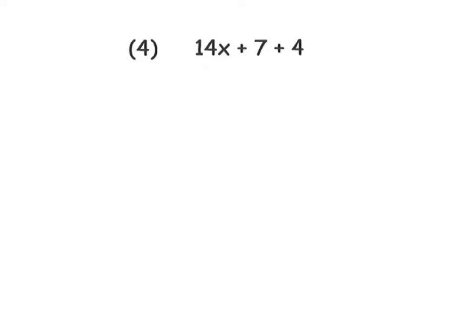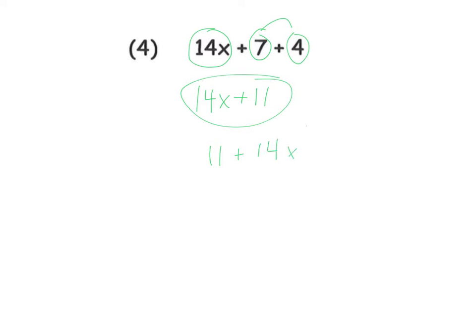Number 14. My terms are 14x, 7 and 4. The like terms are 7 and 4. So I'm going to have 14x and 7 plus 4 is 11. You could also have that as 11 plus 14x.